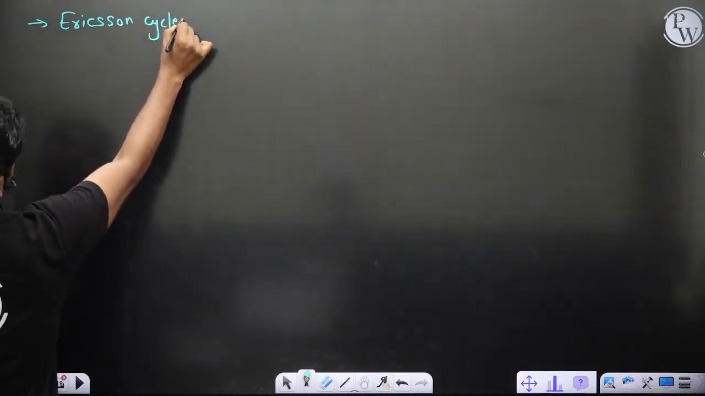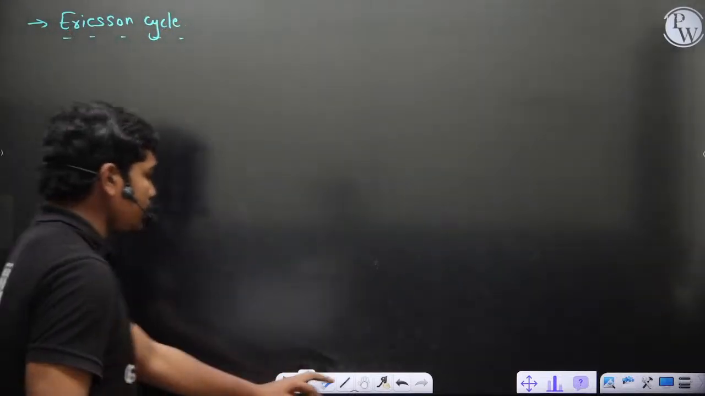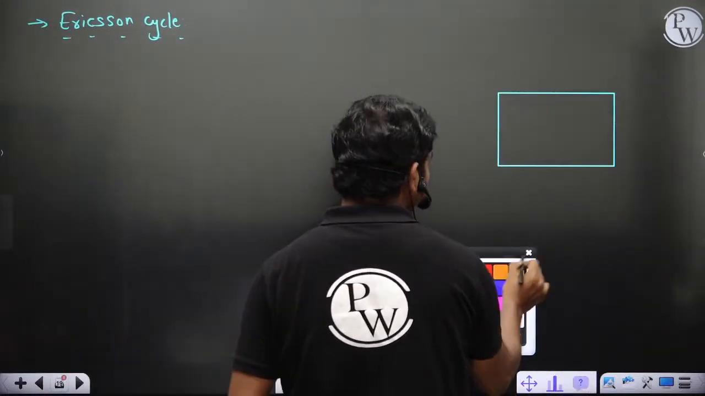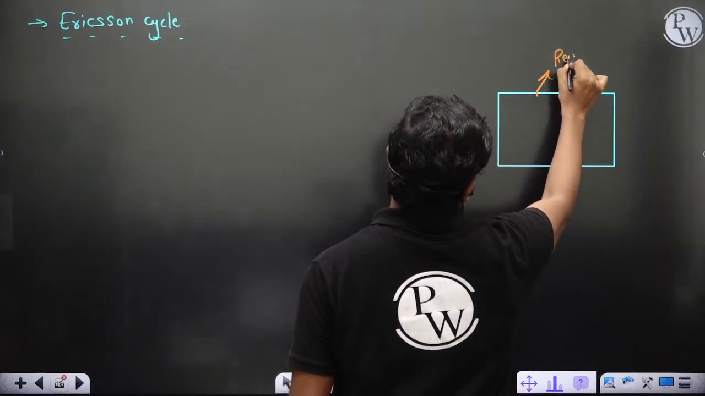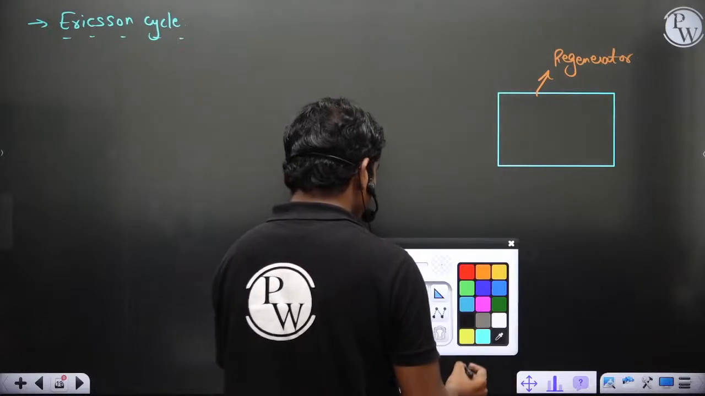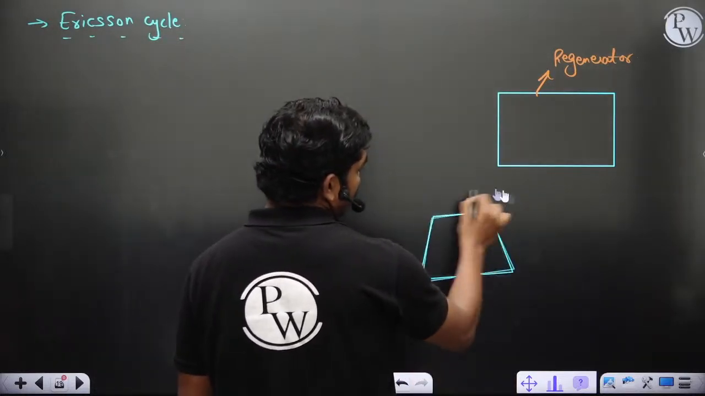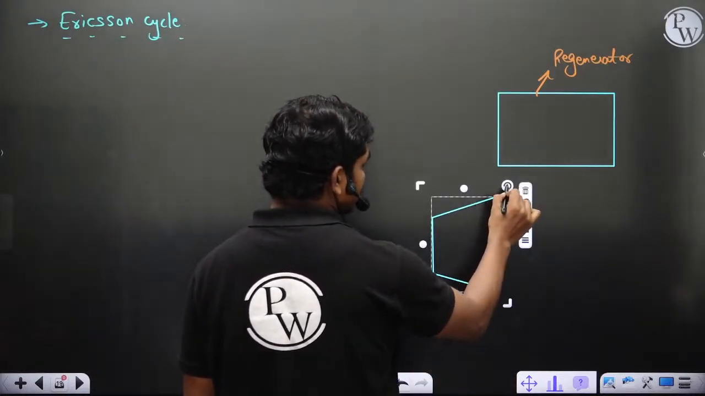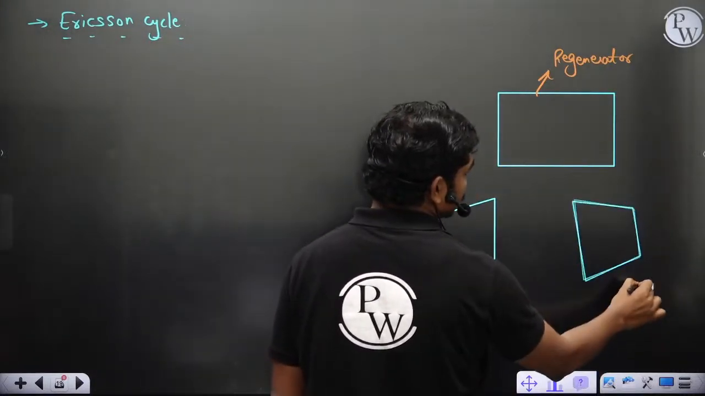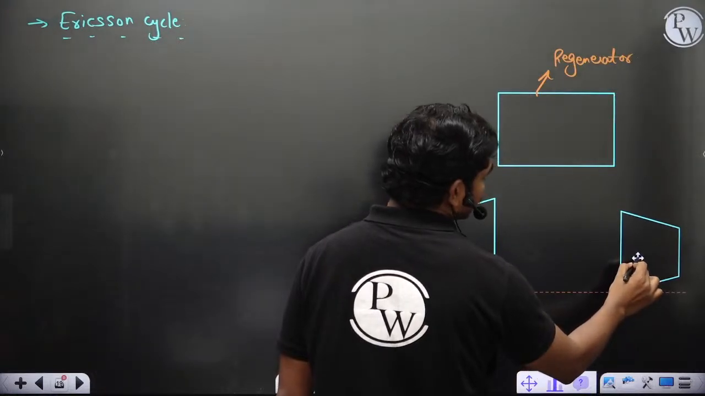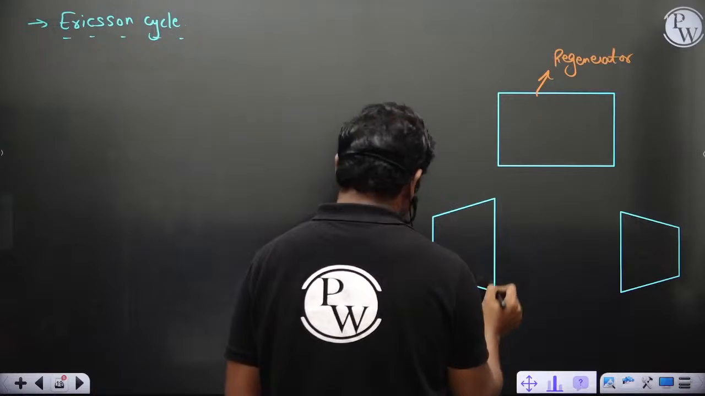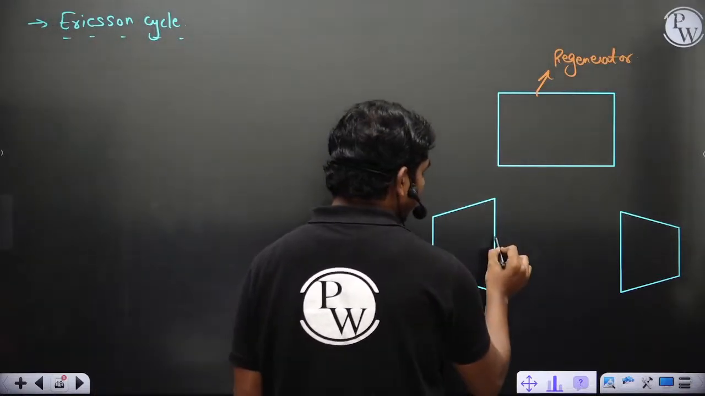Ericsson cycle, if you see, I can show you the physical construction, it's a bit simple comparatively. If you have this as the regenerator, then if you have a turbine, okay, so this is your turbine, and if you also have some compressor like this, then you can see fluid transfer happens in this way.